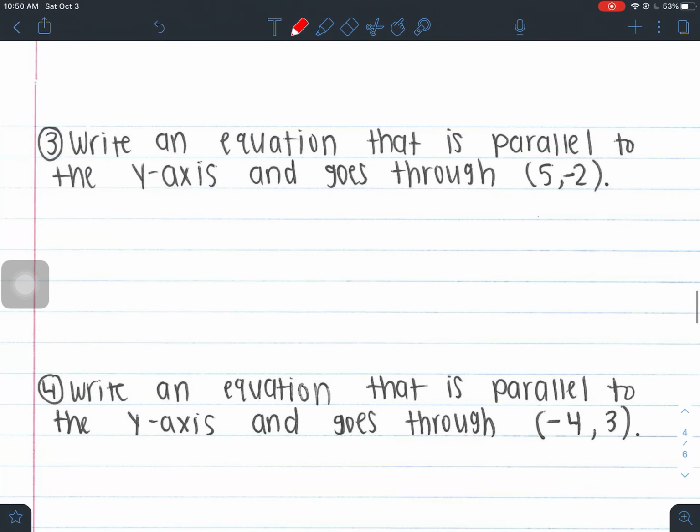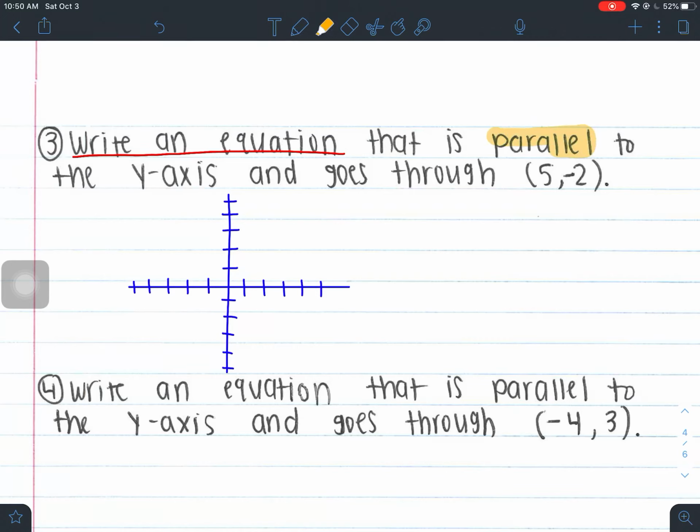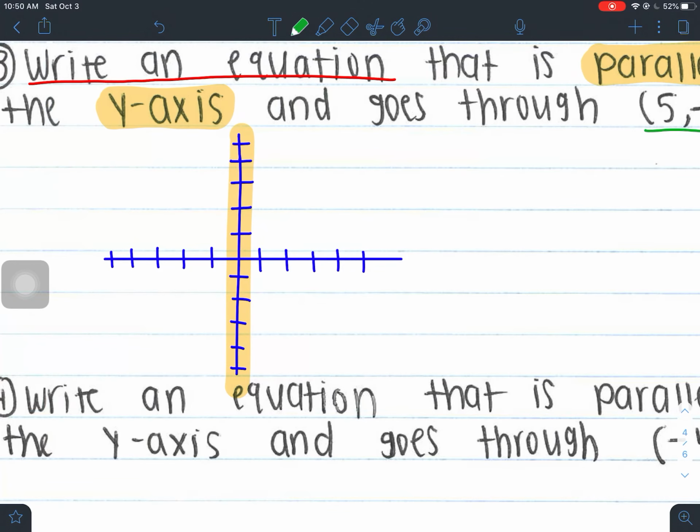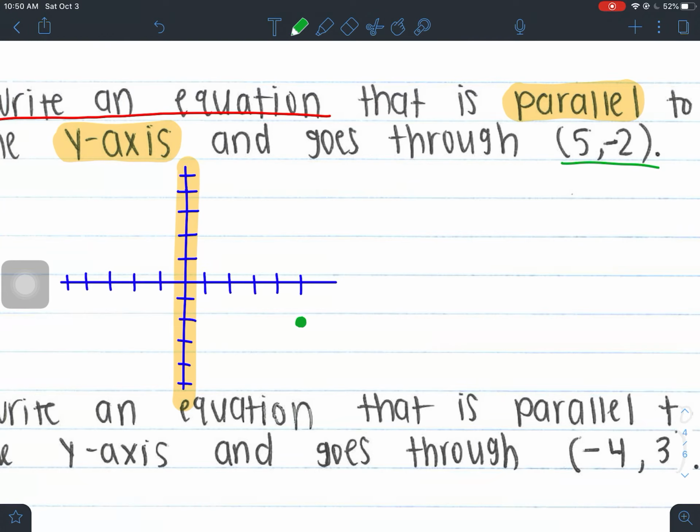Okay, moving on to number 3. Write an equation that is parallel to the y-axis and goes to the point 5, -2. All right, so very similar to the last few, write an equation. So I know at the very end I have to have an equation. I want it to be parallel, which means I do not want it to cross the y-axis. So I'm going to highlight the y-axis to help guide me here. I don't want it to cross that yellow highlighted section. And then I want it to go through the point 5, -2. So I'm going to go ahead and plot 5, -2 for us, which is going to be right here. Now I want the line that goes through that green dot to be parallel to the y-axis.